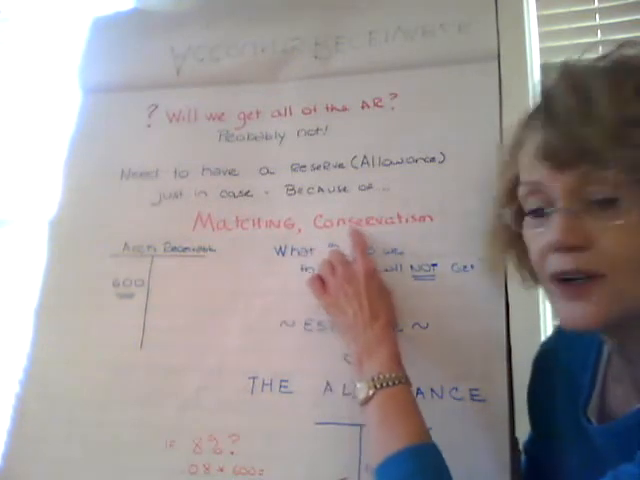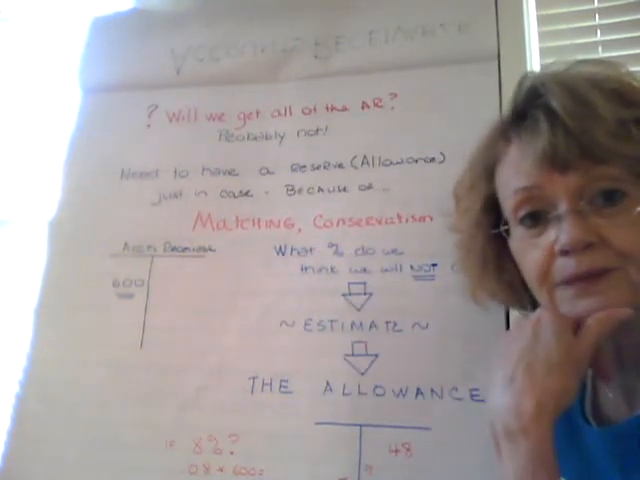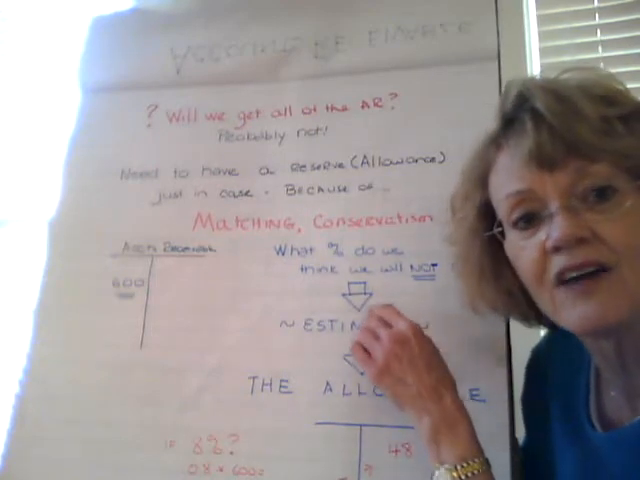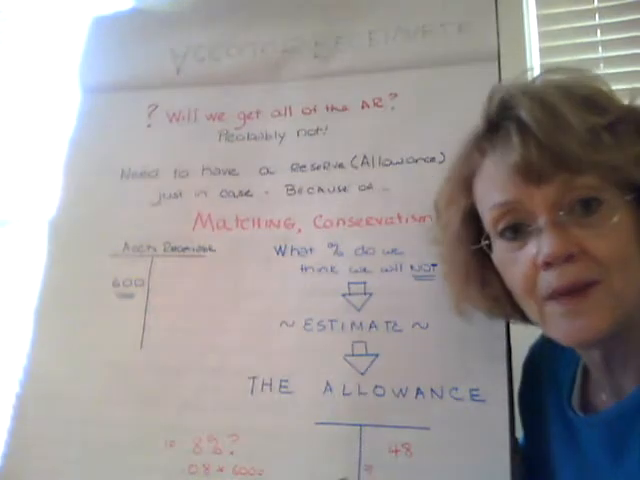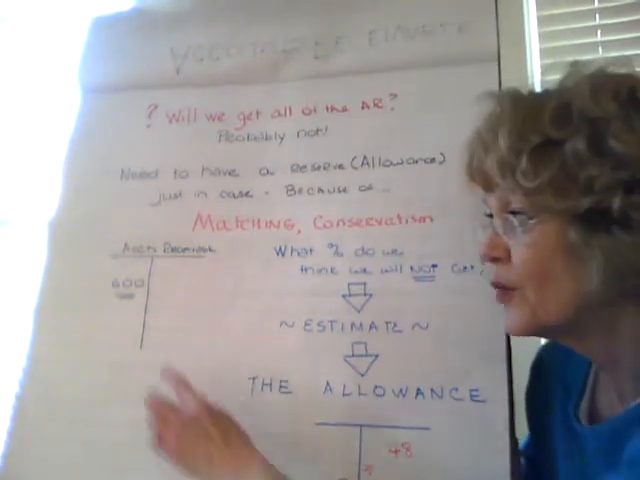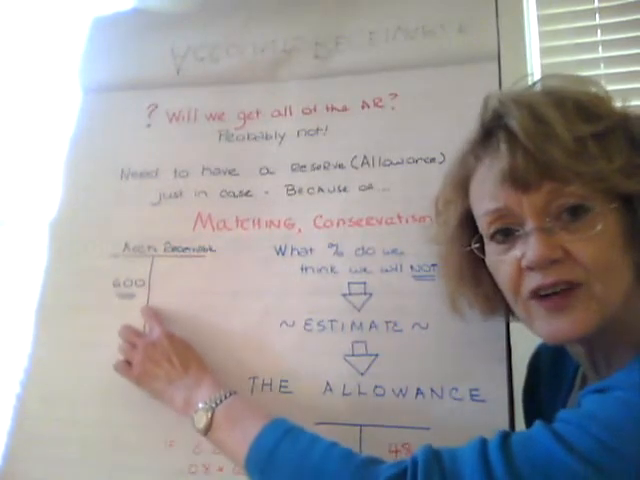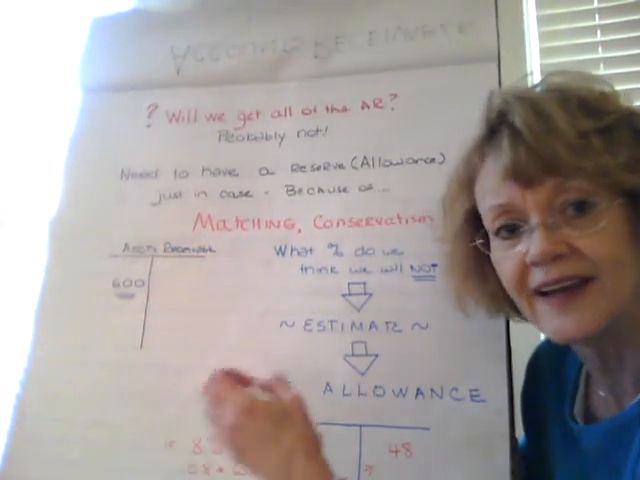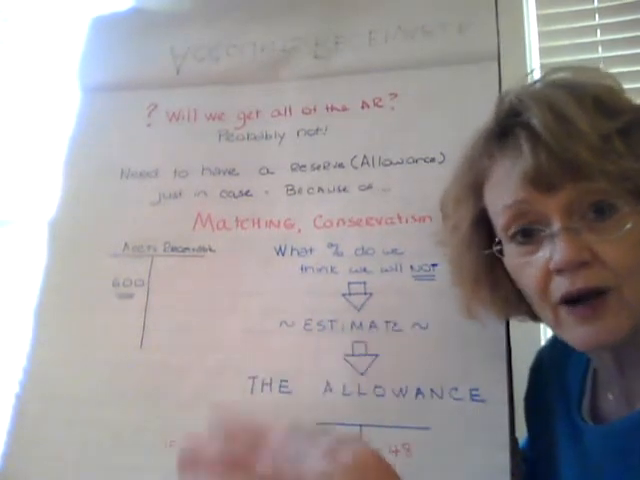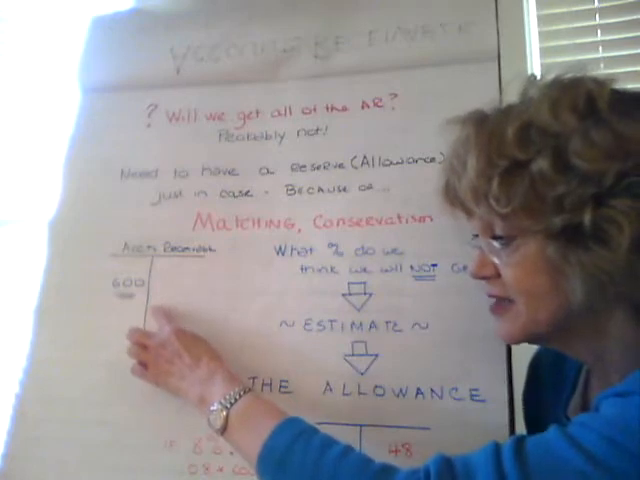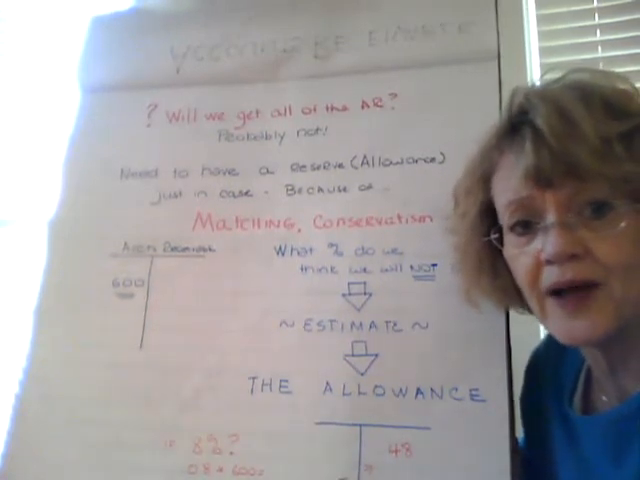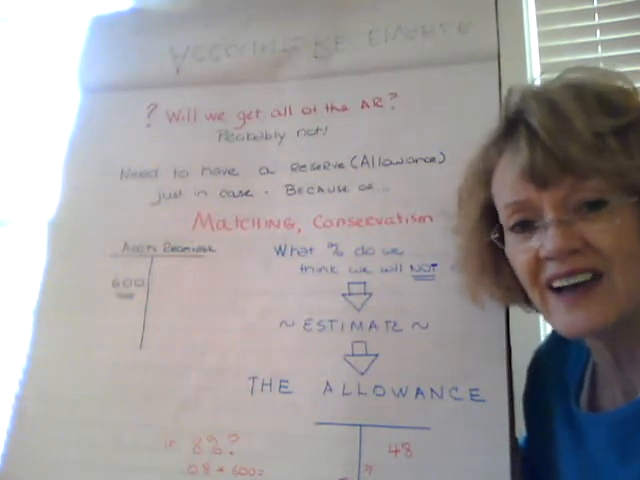And what we're going to do for matching and conservatism, which I just talked about, we're going to try to think of an estimate of how much of that $600 might not be collectible. We don't know who that is. We know the people that are in that 600. That's a subsidiary ledger. It has Jim for 100 and Susie for 20 and all the different people that make up that 600. But we don't really know how many people will not pay us.